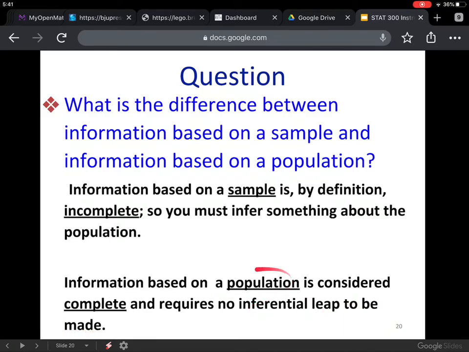So because you're studying the population and you are including the entire population, whatever conclusion you make is about the population. But if you take a sample of the population and study that sample, you'll have to make an inference or a guess, a very good educated guess, about the population, but that will still be incomplete information because you're looking at a subset of the population, not the entire population.